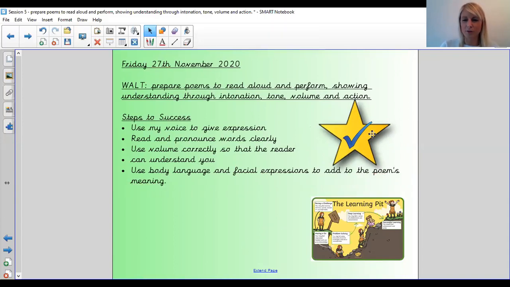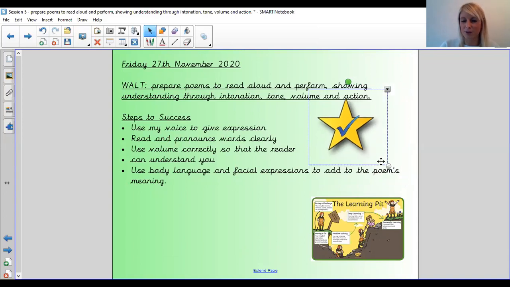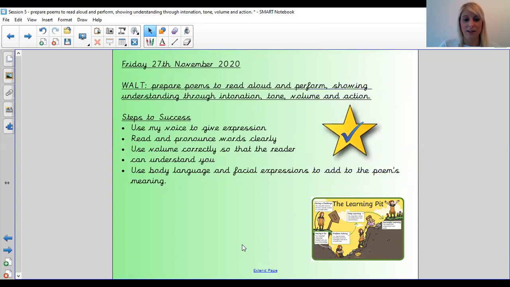Okay, I'm sure you've probably thought of some other steps to success that might help you today, and that's fine. Okay, but just some there to help you. So when you have finished your performance today, it'd be great if you could show us a little learning pit and think for yourself how you're getting on with this.